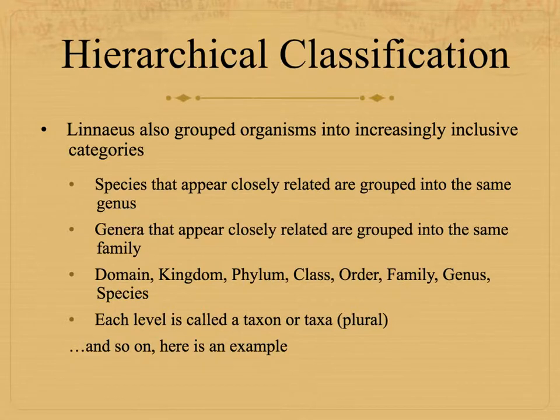to domains. And remember, we have those three domains: Eukarya, Bacteria, and Archaea. Each level, domain, kingdom, phylum, class, order, family, genus, species, is called a taxon, or taxa for plural. Okay, so we're going to look at examples so that you can see how all of this works, to refresh your memory.